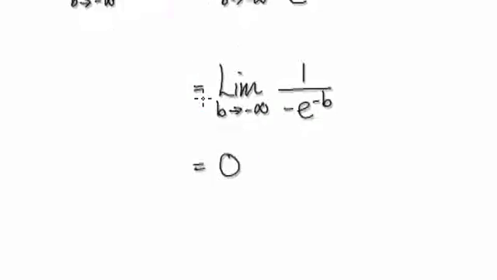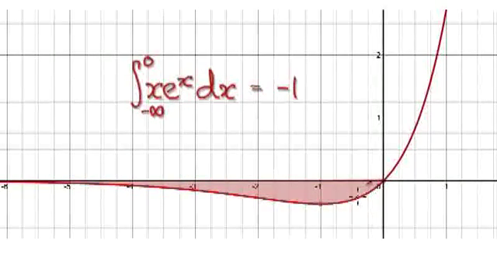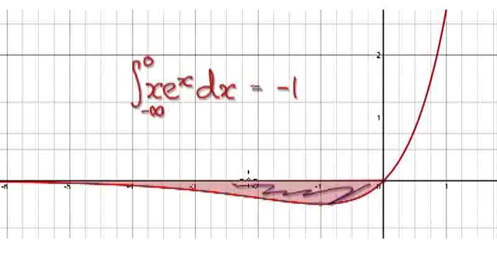So what that means is that this whole area here, all the way to negative infinity, is negative 1. So the whole area here is in a way the same as 1 square here. It has an area of negative 1. So it's kind of strange, but the whole area here is negative 1. Okay.